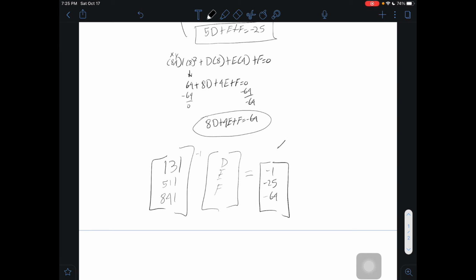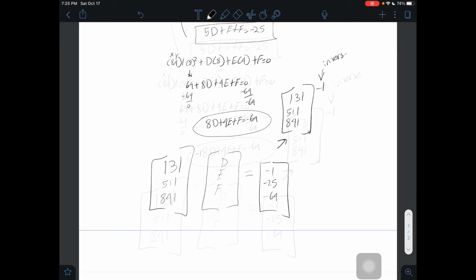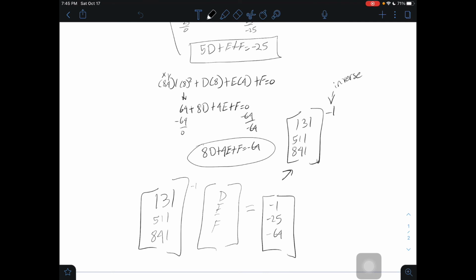When putting it into the calculator, you're going to be entering this 131, 511, 841, and then it's crucial to put this -1, which is signifying you're taking its inverse. And so now that we have our first matrix, we are going to be multiplying it by our solution matrix, which was -1, -25, and -64. This is what we are going to be putting into our calculator, and the solution we get is going to be what D, E, and F equal, which are our variables.